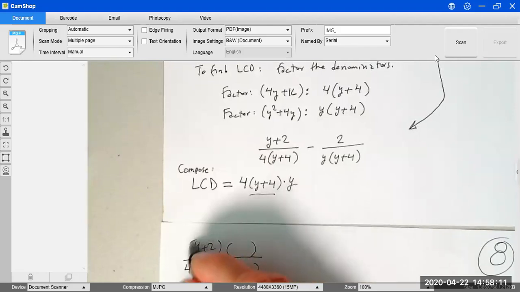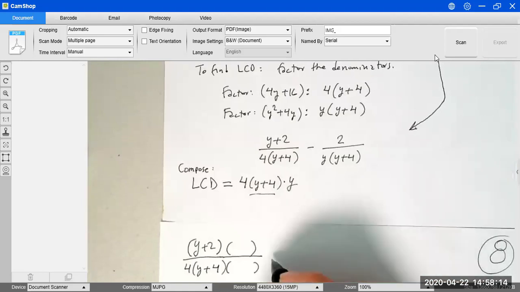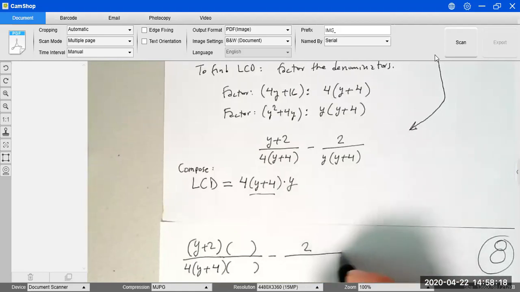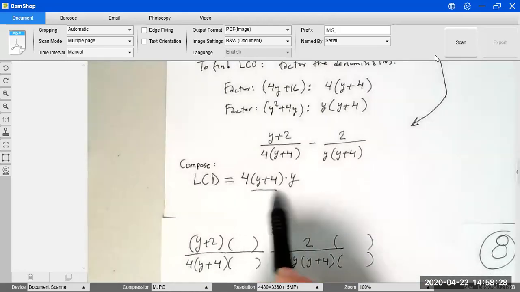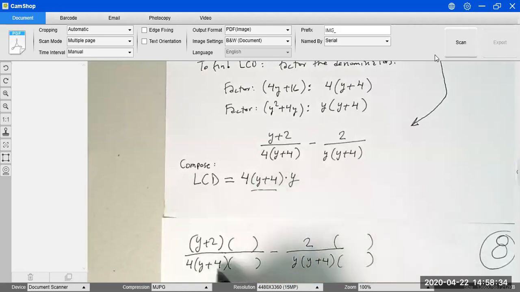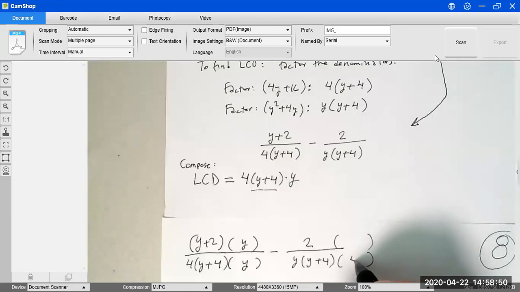So I need to use parentheses to prevent mistakes. Then I have minus 2 over y times y plus 4, and then something here. So it's good when you have the least common denominator in a factor form because you can just check what is the missing term in my denominator. So I have 4y plus 4, and I need to include y. For the second denominator, I have y plus 4, I'm missing only 4.